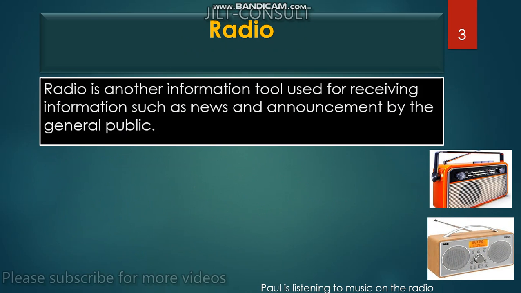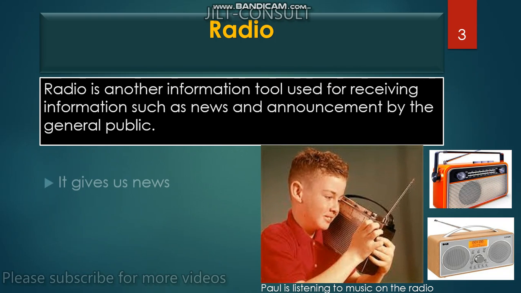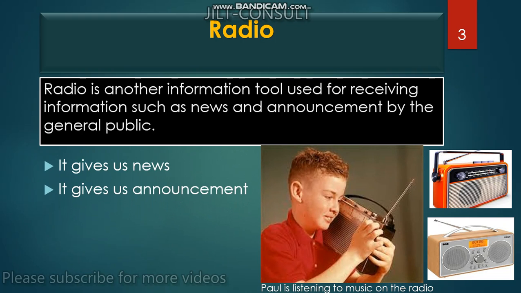Now we have radio. Radio is another information tool used for receiving information such as news and announcements by the general public. Good. One, it gives us news. It gives us announcements. It educates us. It entertains us. So these are the uses or the functions of the radio. How important the radio is. When you are asked to write some uses of the radio, you should be able to write these.